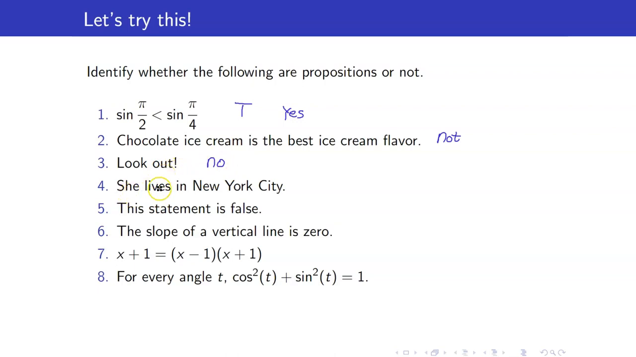Number 4, she lives in New York City. This is not a proposition because you have the word she here. You actually call this an open sentence. We do not know the antecedent of she. We do not know who it refers to. Next, this statement is false. This is also not a proposition.